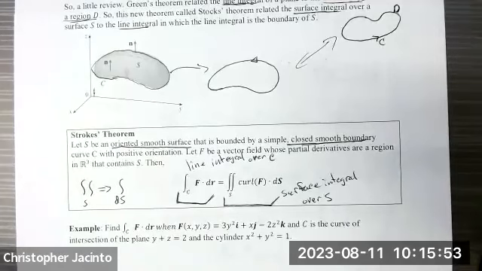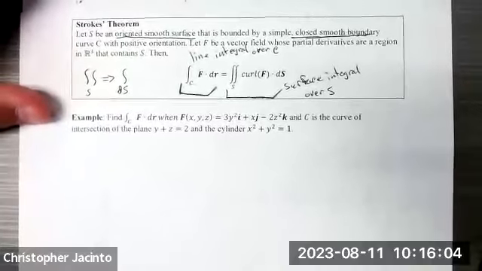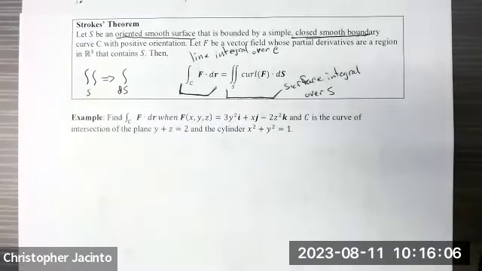Okay, so we just found out Stokes' theorem. You can find a line integral using a double integral of the curl. So guess what? Let's put it into action. Let's see if it actually makes things easier. So let's find the line integral of F dot dr, the vector field dotted with dr, where our vector field is equal to this, and our curve is the intersection of the plane y plus z equals 2 and the cylinder x squared plus y squared equals 1.